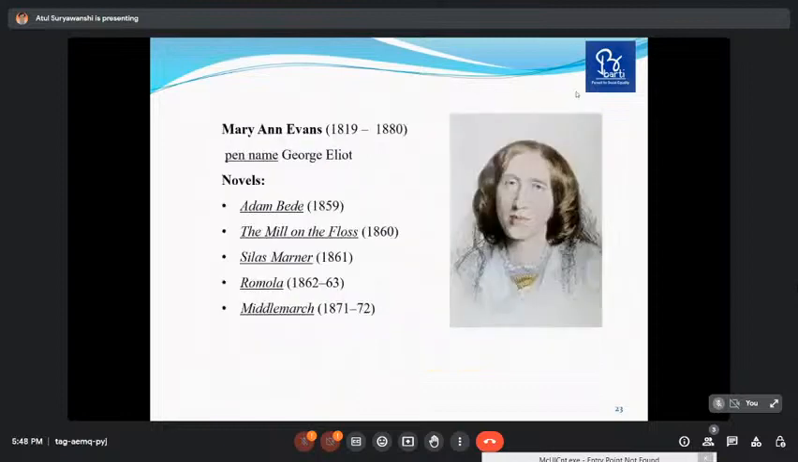The next prominent figure is Mary Ann Evans. Her pen name was George Eliot. The time span is 1819 and lasted up to 1880. The prominent novels are Adam Bede, published in 1859, The Mill on the Floss, 1860, Silas Marner in 1861, Romola, 1862, and Middlemarch, 1871, which are the select works of Eliot. So remember the pen name of this writer, which was asked during the examination. One of the prominent female writers.